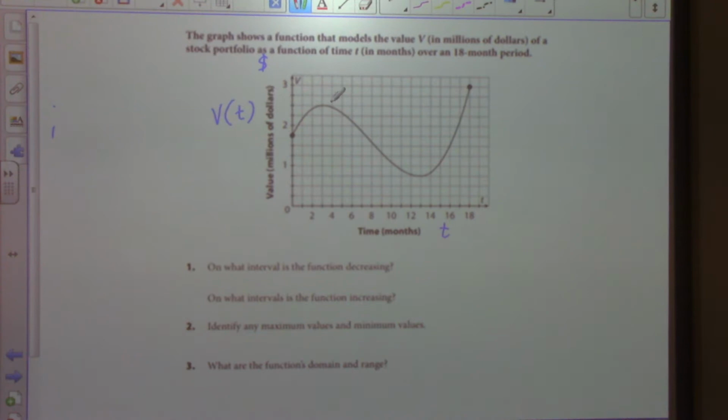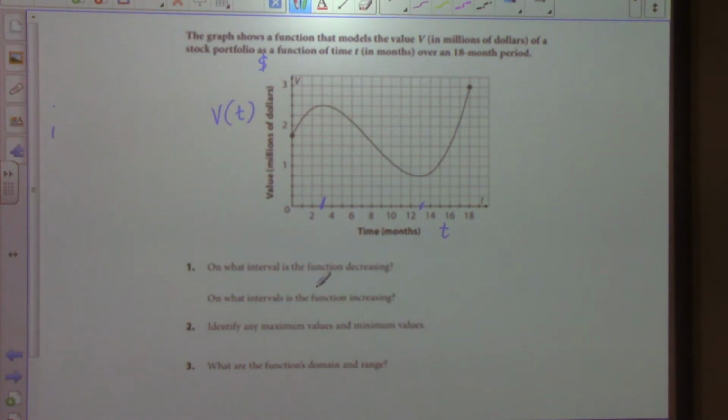Okay, and so here we have this graph, and we are asked these three questions below. On what interval is the function decreasing? And you remember what an interval is? Bryce says that's part of a number line, right? It's kind of like an unbroken part of a number line would be an interval. So on what interval is this function decreasing? So 3 to 13, is that right?